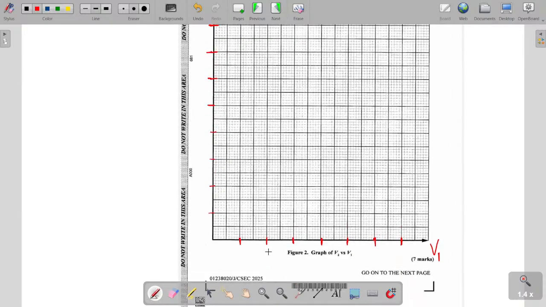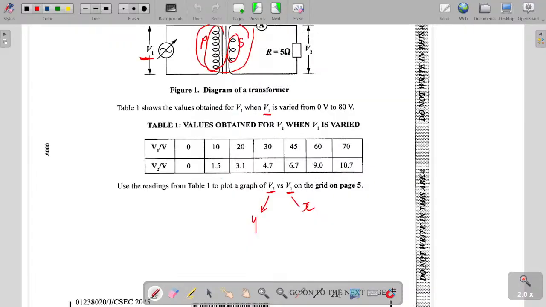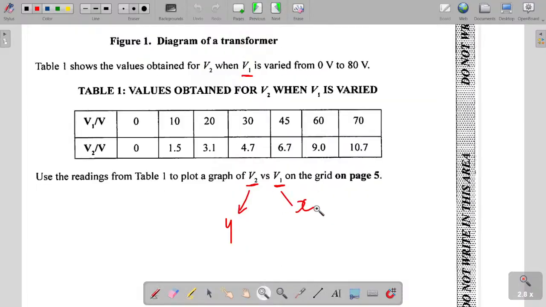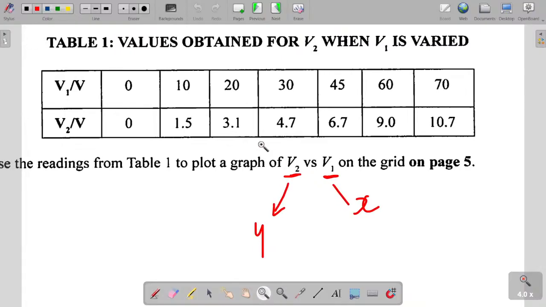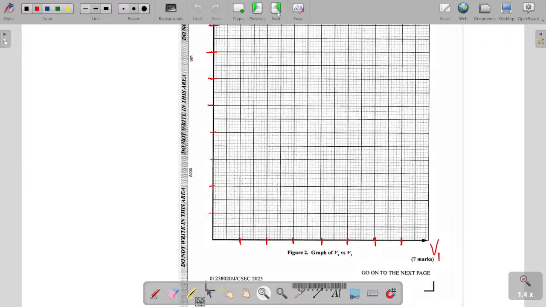So for our x-axis, we note that the largest number for our x-axis, which is V1, here is actually 70. So that means we should be able to go up by 10 on our x-axis. So this is our 0 mark, and so 10, 20, 30, 40, 50, 60, 70. Alright, so we should be able to go by 10 there.